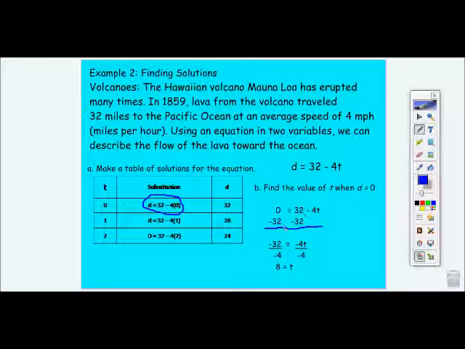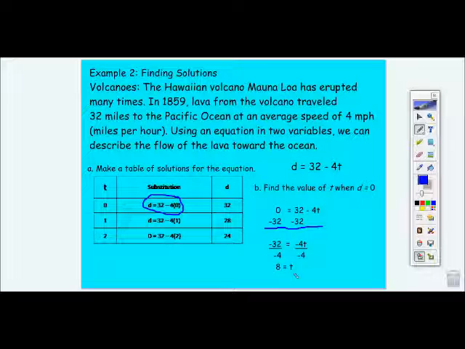I'm going to take 32 off of both sides, leaving me with negative 32 equals negative 4t. I want to go ahead and find just solving for the single t. So divide both sides by negative 4, and I get the answer of t equals 8. So now I have solved that.